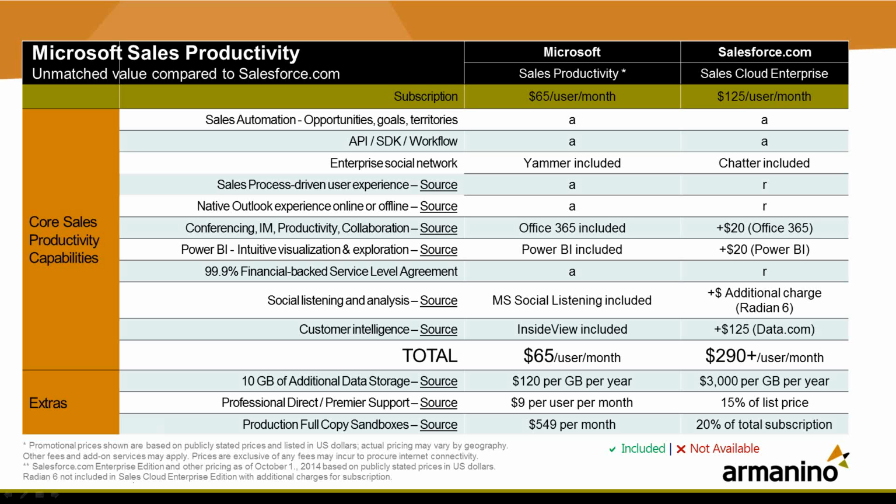And Microsoft just earlier this year announced a very exciting promotion. They're referring to it as the Sales Productivity Promotion. And it's really a combination of Microsoft's Office cloud products called Office 365, the business analytics engine and visualizer called Power BI, and Microsoft Dynamics CRM. So traditionally, Microsoft Dynamics CRM was $65, but now you can get all three of those products, Office 365, Power BI, and Microsoft CRM, all for $65 per month.